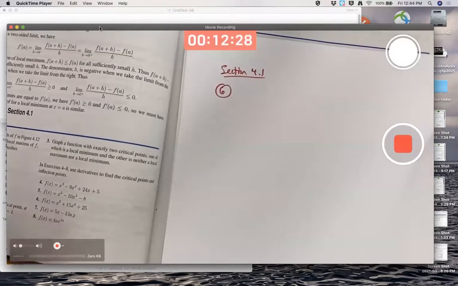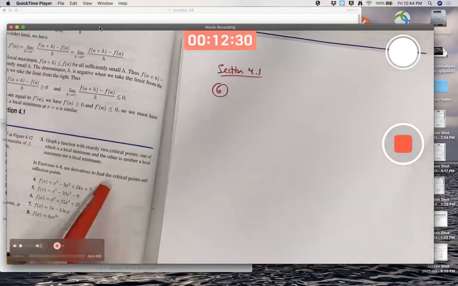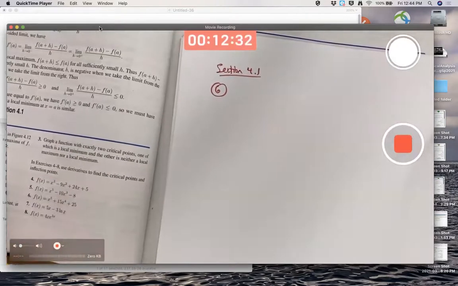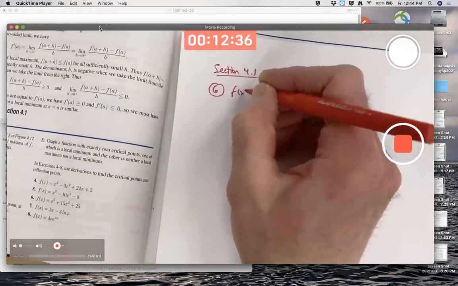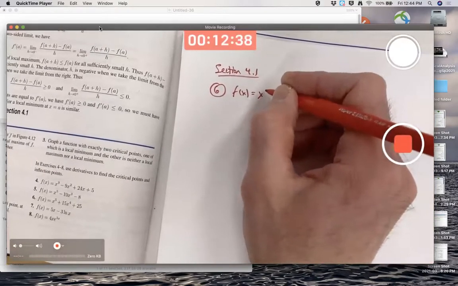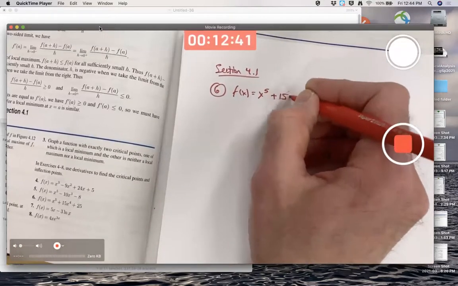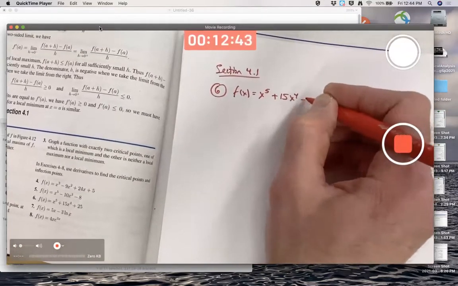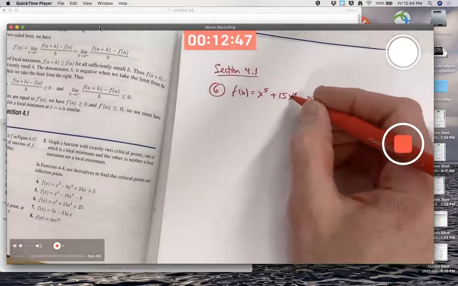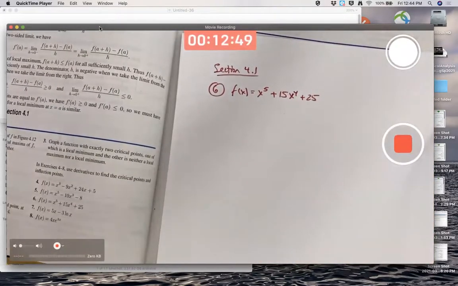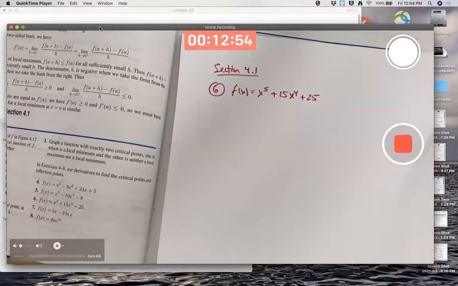The directions say to use derivatives to find the critical points and inflection points of the given function. In number 6, you can see the function is f of x equals x to the 5th plus 15x to the 4th plus 25. Well, we haven't said what critical points and inflection points are a ton. I think I have mentioned them, but you may not remember it.